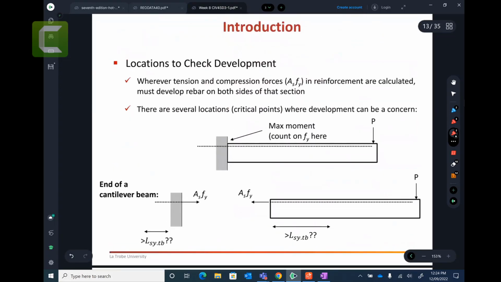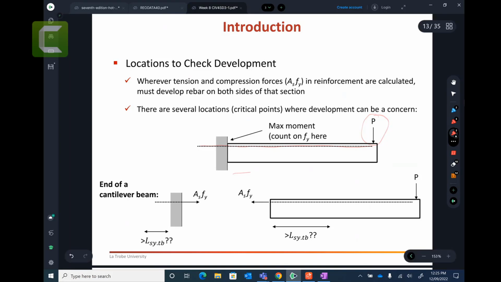Now this is a location to check the development length. Where is the important part of the development length? Let's take a cantilever. Cantilever means you have a balcony. In the balcony, you have tension reinforcement at the top of the beam. And let's say we have a person standing or some load applied at the end of that balcony.